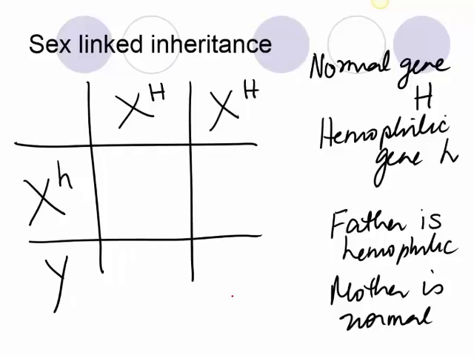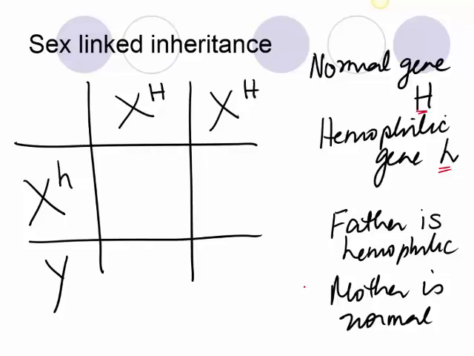So here let's look at sex-linked inheritance. For hemophilia, which is due to lack of a clotting factor, there are different types of hemophilia. So either clotting factor 8 or 9 is absent. Let's say the normal gene for clotting is H and the hemophilic gene we represent as little h.